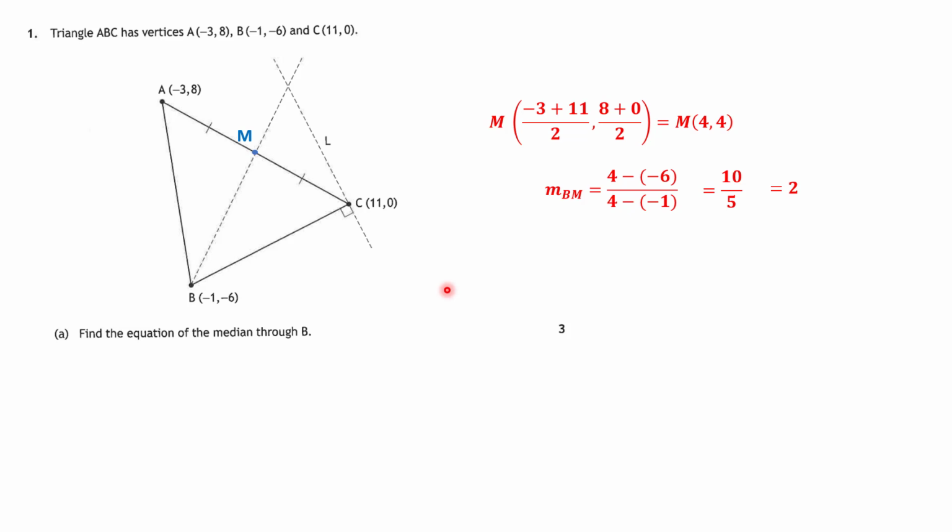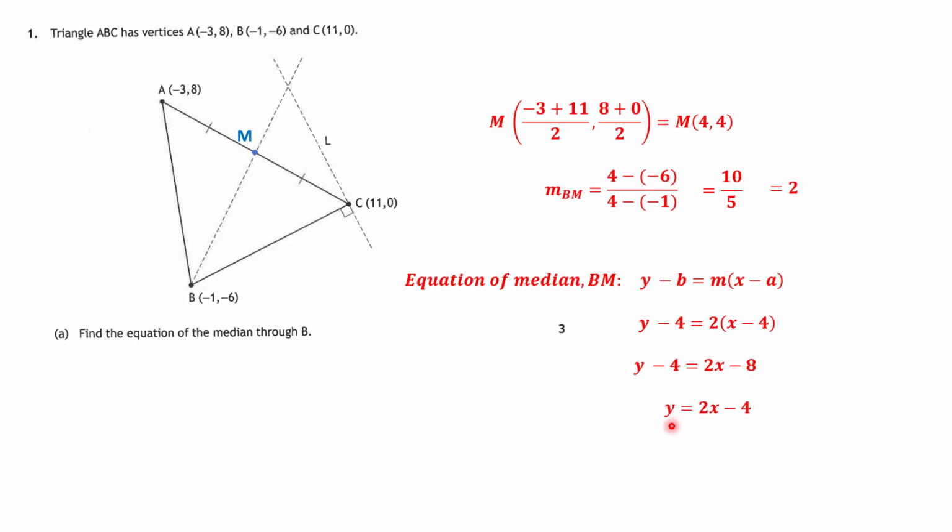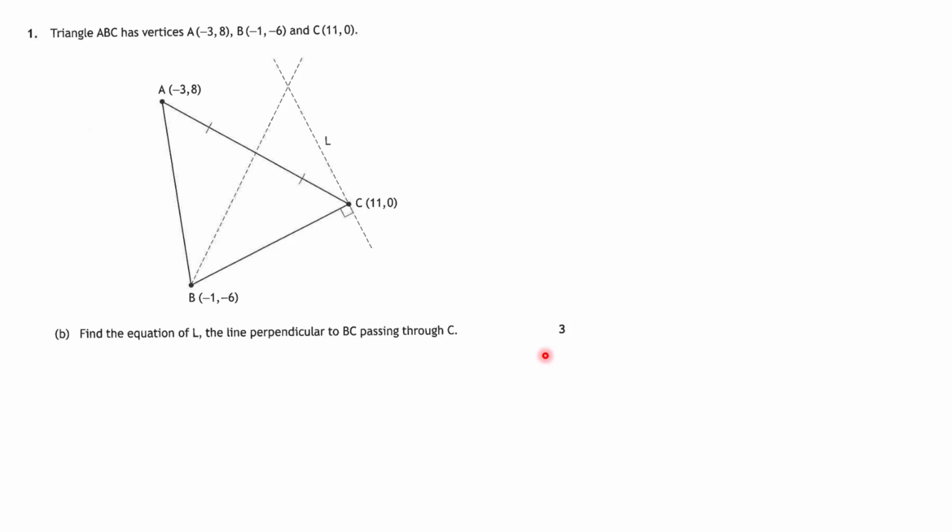The last part then is to find the equation of that line, and we use the formula y minus b equals m(x minus a). So we have m is equal to 2, and I'm going to use this point here, (4, 4). So we get y take away 4 equals 2 bracket x take away 4, multiply out this bracket, we get y take away 4 equals 2x take away 8, and then tidy it up a little bit, so y on its own will be equal to 2x take away 4, because this -4 goes across, becomes plus, and then -8 plus 4 gives you -4. That's worth 3 marks.